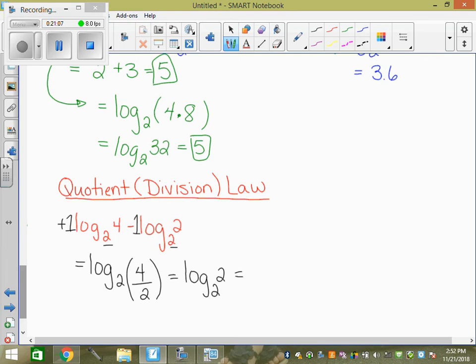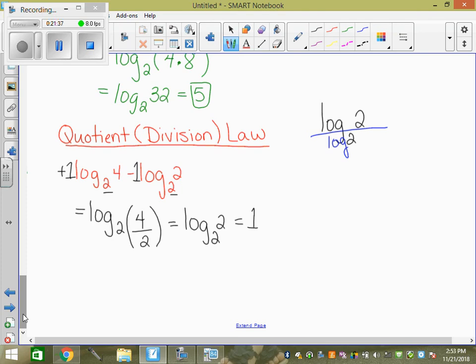What's the answer to that? 2 to the what is 2? 1. So whenever the base and the number beside it are the same, your answer is just 1. So log base 2 of 2 is 1. And why is that? Because log 2 to the 2 is the same as log 2 divided by log 2, which is 1.